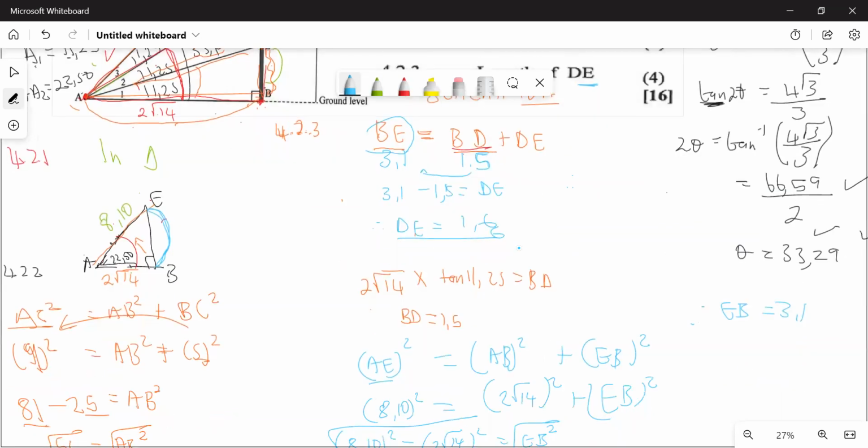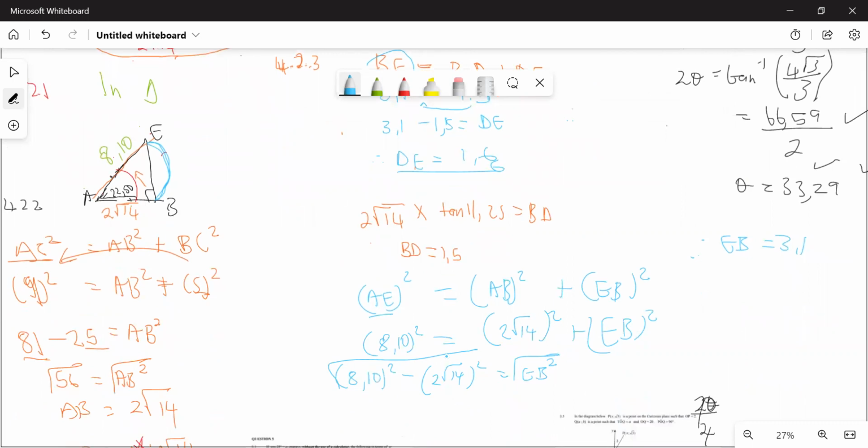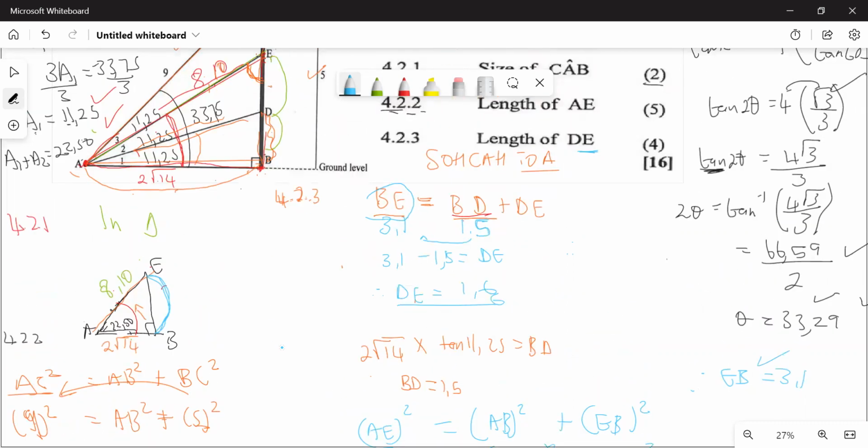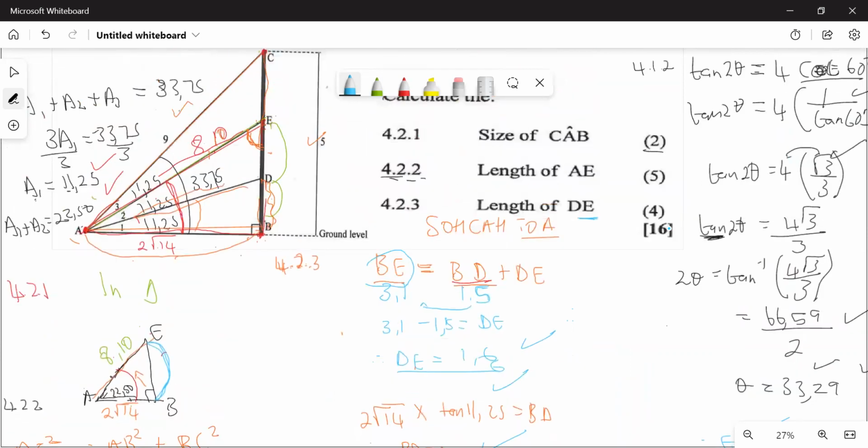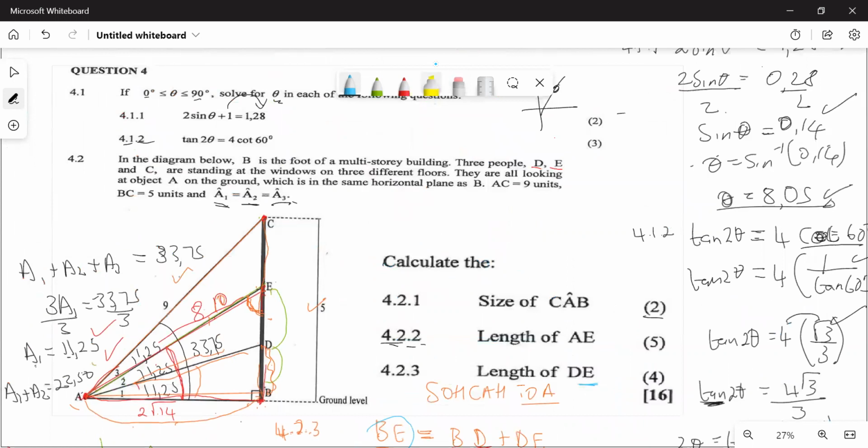So where are you going to get your 4 marks here? You're going to get a mark for getting EB. You're going to get a mark for getting BD using the trig ratio. And then you're also going to get a mark for the final answer. And then, guys, I think we can call it a day for today.